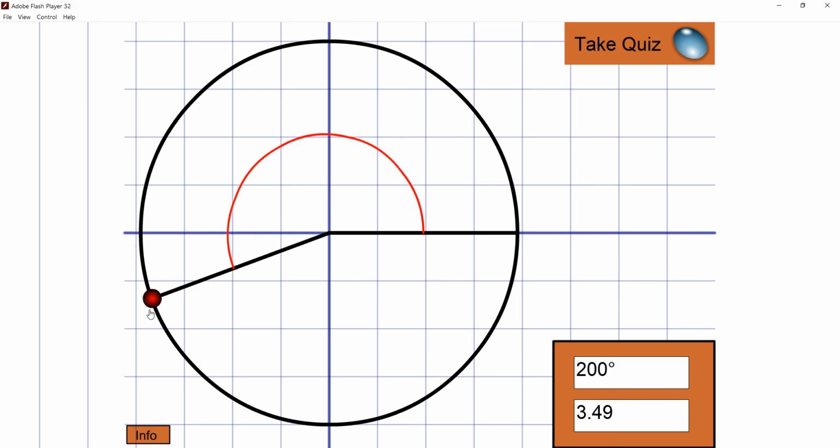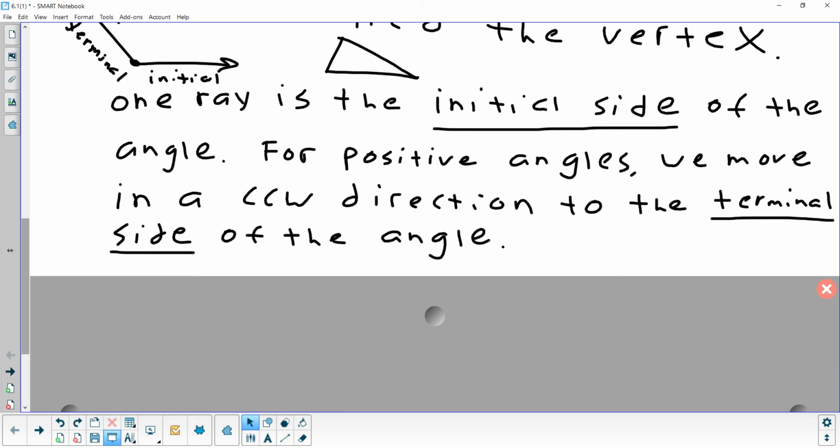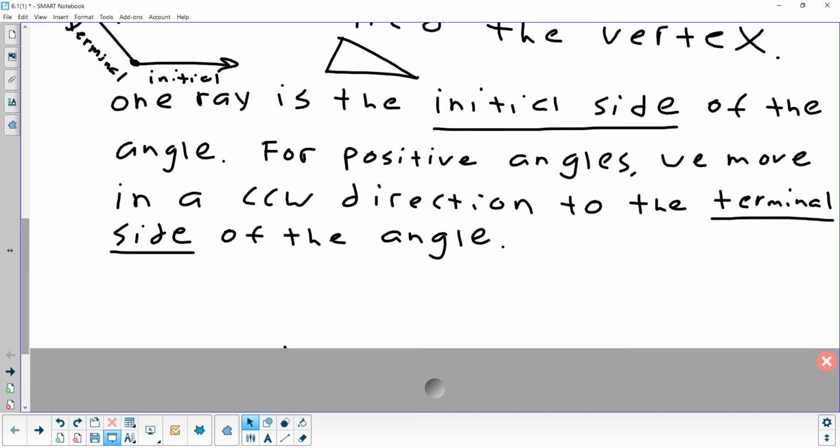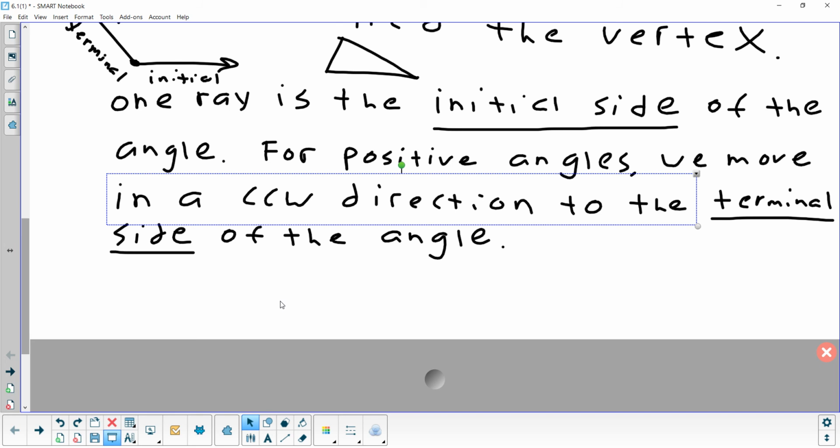and I can rotate the terminal side in either direction. So notice as I rotated counterclockwise, it gives me a positive number. It'd be nice to put a little arrow on that red arc so you could see that I rotated that way, but I rotated counterclockwise, and that's how I got a positive angle. Now, what do you think would happen if I rotated clockwise instead? What kind of angle do you think it would give me?